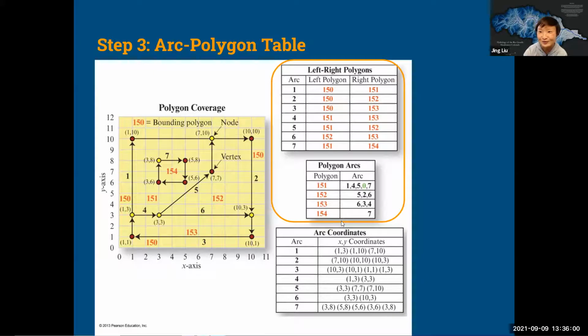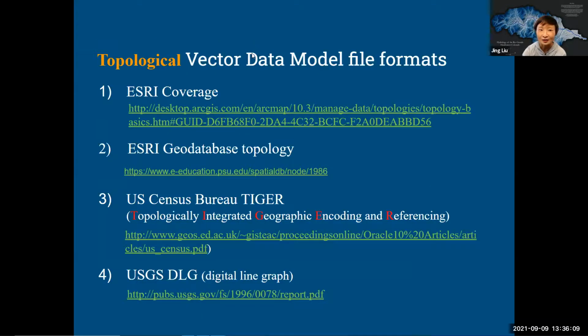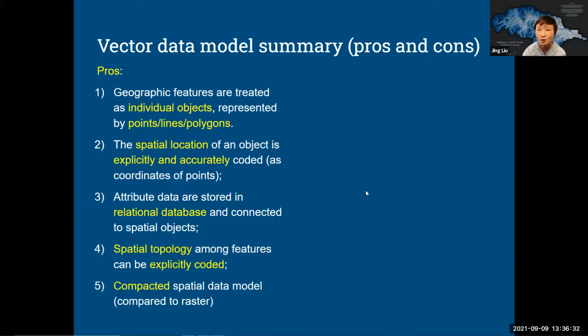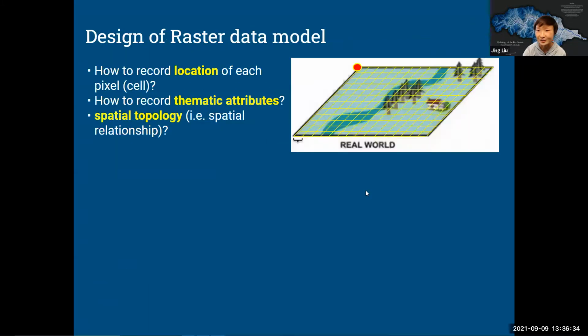Okay, you don't have to do this. ArcGIS or QGIS can help you to do this, but those tables, that's how it works at the back end. Okay, what are the data formats? You have topological information, coverage, okay, and Census Bureau Tiger data, okay, and digital line graph in USGS. All these data, they are topological vector data models. All right, so here let's summarize the pros and cons of vector data model.